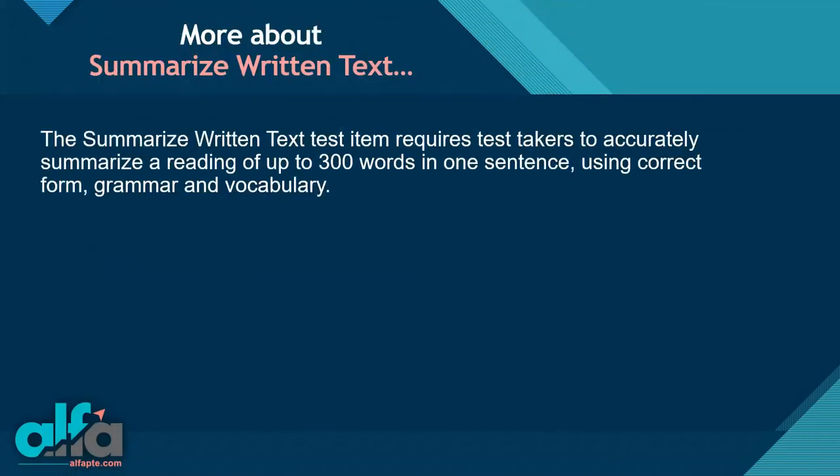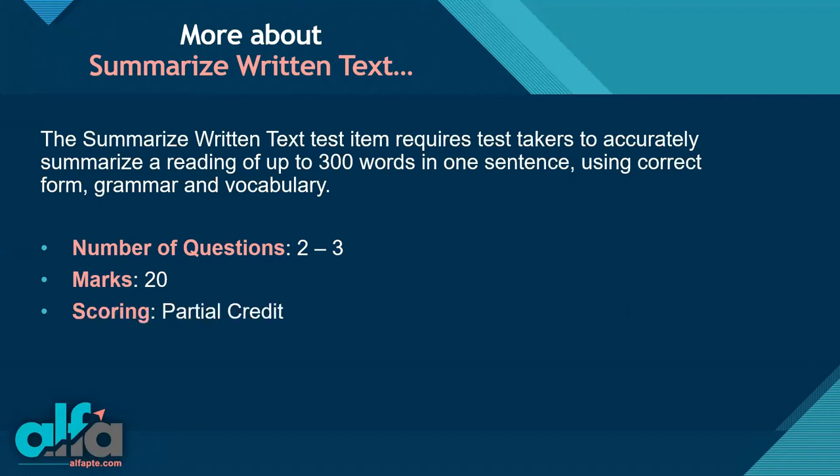The summarized written text item requires test takers to accurately summarize a reading of up to 300 words in one sentence using correct form, grammar, and vocabulary. You will have minimum 2 to maximum 3 questions, and you'll get approximately 20 marks. I'm just saying approximately because questions are not fixed, so marks are not fixed. And it will be based on partial credit. There's no right or wrong. You will be checked on form, grammar, vocabulary, content, spellings, and everything, and you'll get marks according to those things.